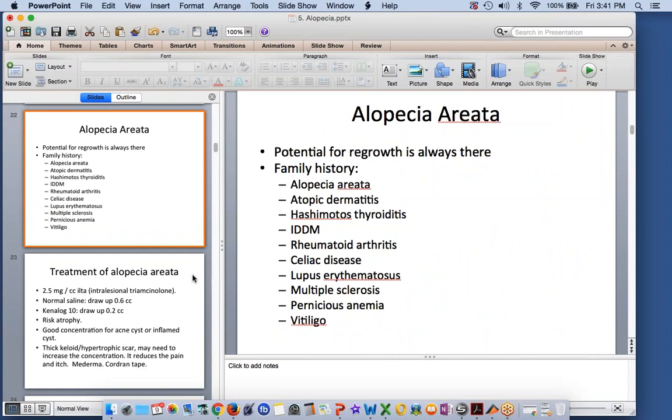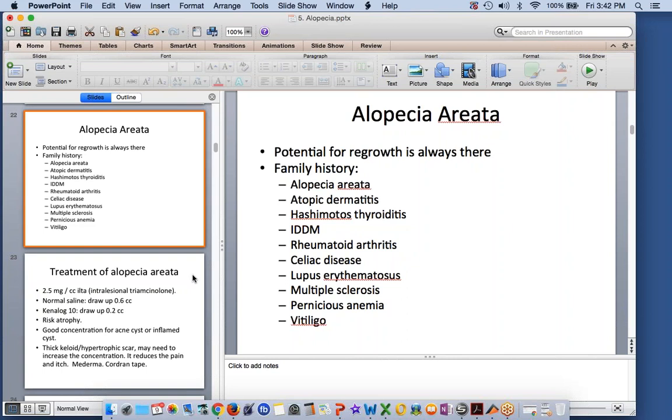There's always a potential for regrowth, but when the hair grows back, it's usually white. And many times, the hair regrowth doesn't last for a long time. It tends to fall off at different times, and it's unpredictable.